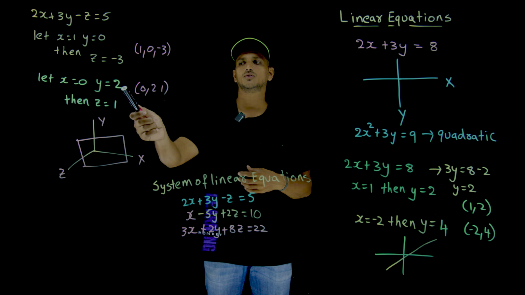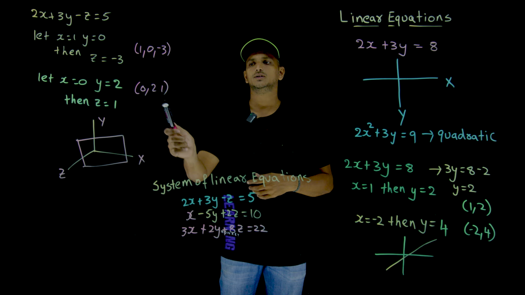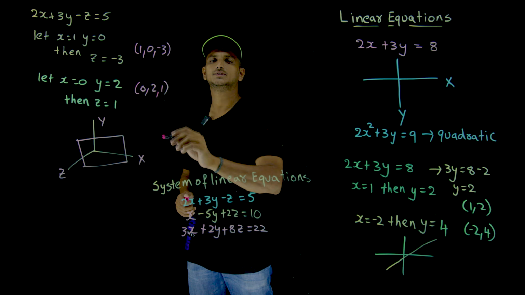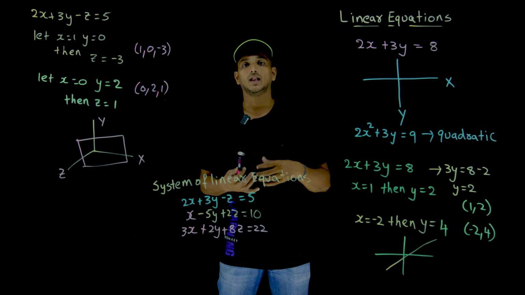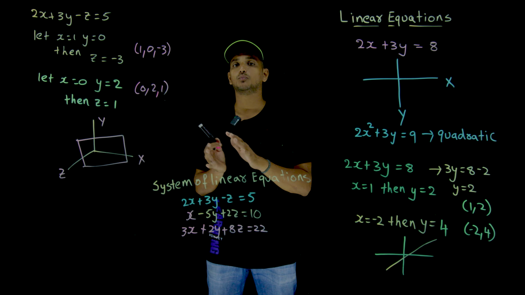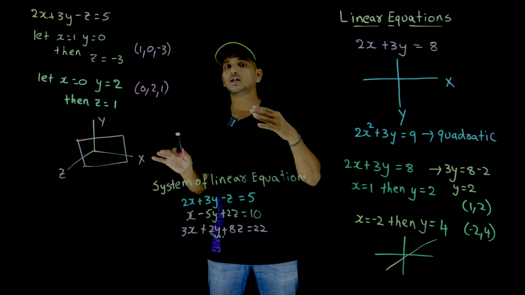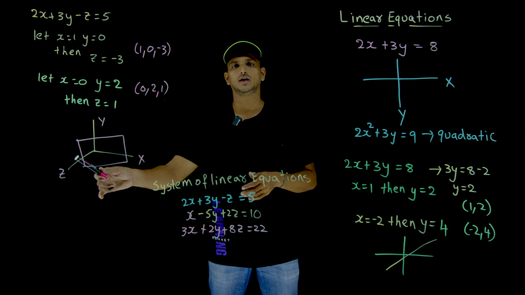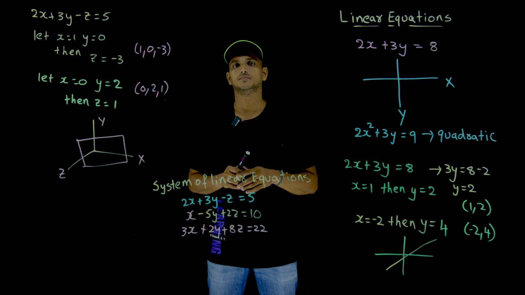Similarly, x is equal to 0, y is equal to 2, then you get z is equal to 1. (0, 2, 1) is a point that satisfies this equation. Like this, if you find all the points that satisfy this equation and plot them, they form a plane in a three-dimensional system. This is how the plane looks in a three-dimensional coordinate system.